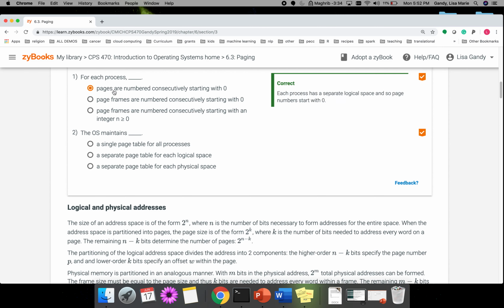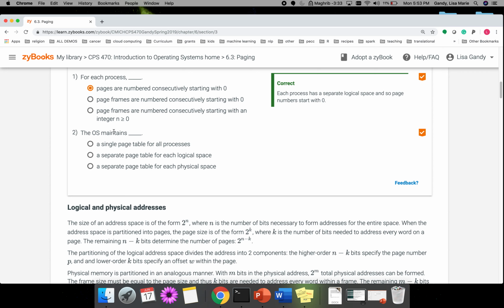Let's see what they want us to learn from this. So each process has a separate logical space, and so page numbers start with 0. Oh, for each process. Sorry, I didn't read that well. So yes, per process, the pages are numbered consecutively. The processes are put in different page frames, and so it doesn't have to start at 0. And then, yeah, the same thing here.